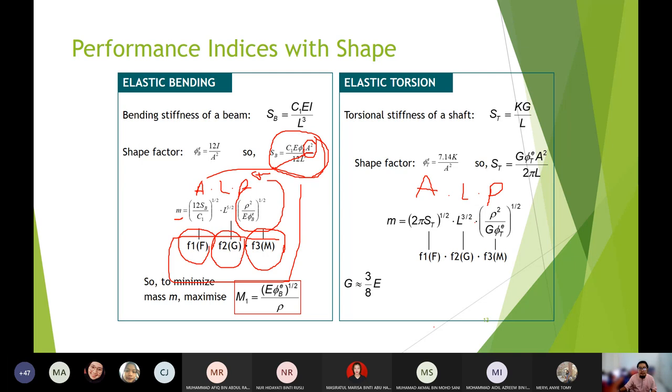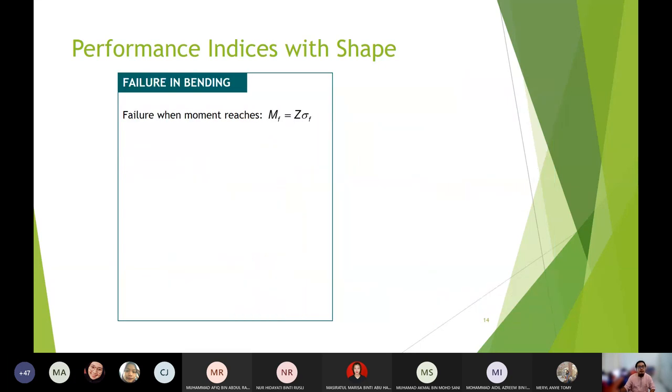Since G is only a value, the reason we got the value previously is that G is 3 over 8 of the elastic modulus most of the time. So we can minimize mass M by maximizing E square root over rho, and we can substitute inside here. Where does the 2.38 go? It goes in front of the equation. I can show you this in the module tutorial.